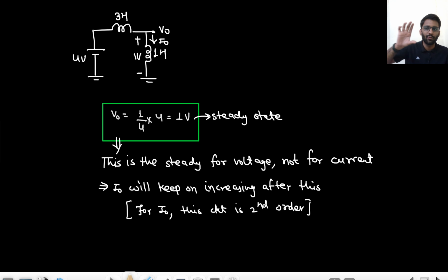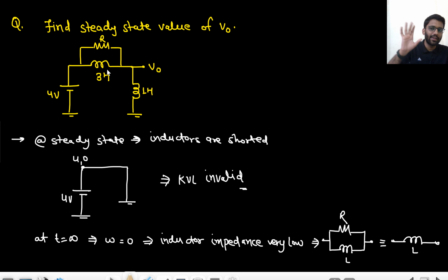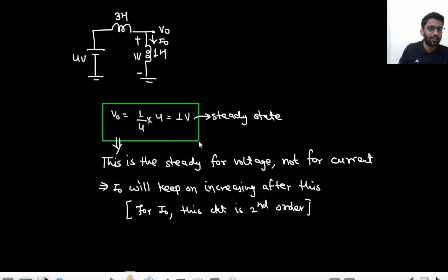At t equals to 0, what will be the V naught value? At t equals to 0, the inductors will be open circuited. Both of the inductors will be open circuited. So V naught at t equals to 0 will be 4 volt. At t equals to infinity, what will be the voltage? It will be 1 volt. So from 4 volt to 1 volt, it will decay, right?